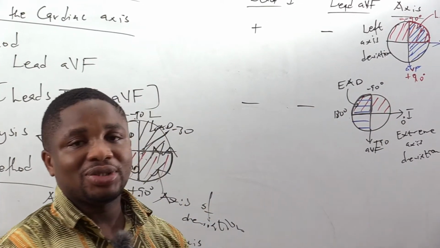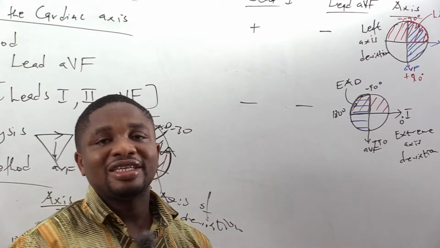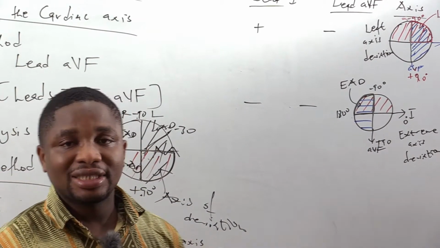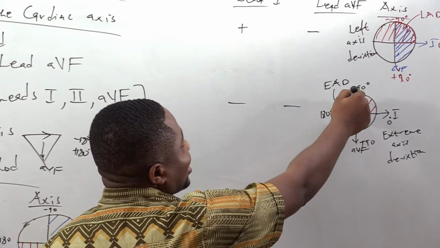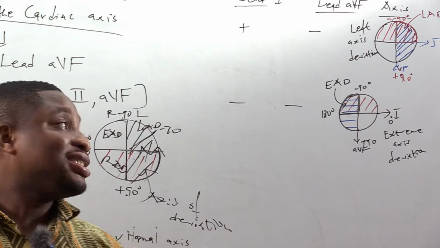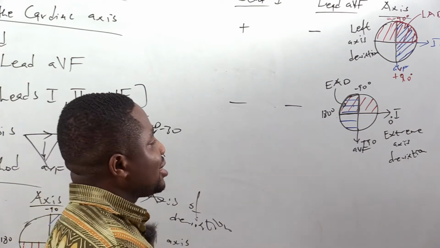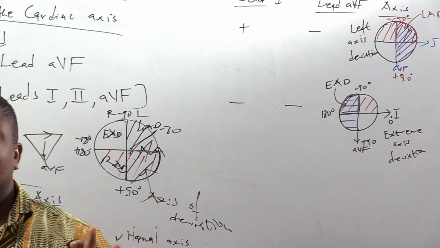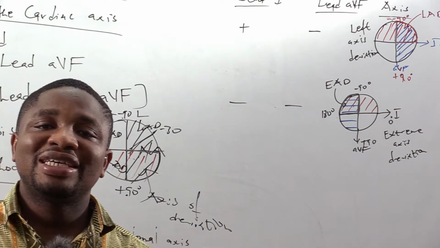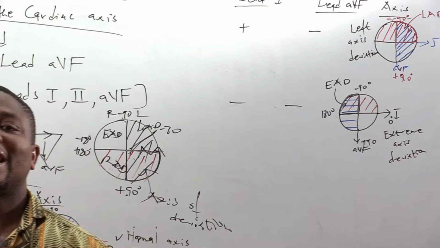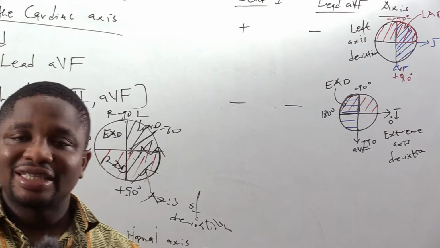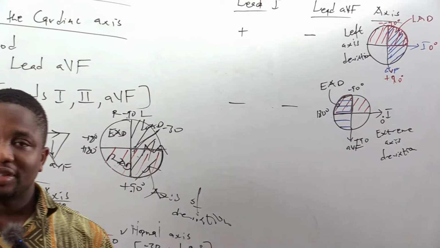red. Then you ask yourself, where does the red shade and the blue shade bisect? You can see that they are bisecting in this quadrant. And if you look at that quadrant, where is it? Between minus 90 and minus 180. And we know if the cardiac axis is falling between minus 90 and minus 180, then that is an extreme axis deviation. That is an extreme axis deviation.